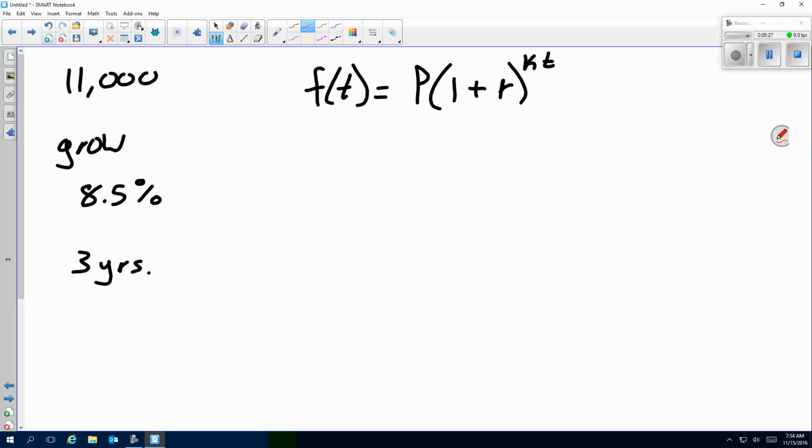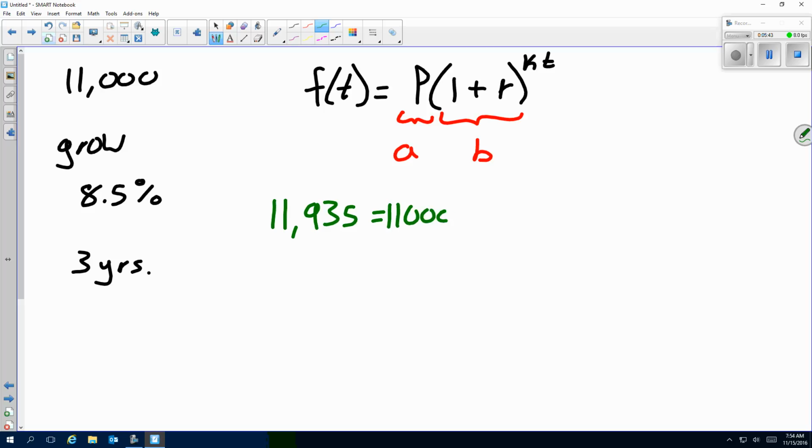Again, I haven't really changed anything. This is still that a value. This represents that b value. So it's all the same as my original equation. And now I know I'm going to get 11,935 is equal to 11,000 times, instead of 0.085, it's going to be 1.085, because we're adding the 1, to the 3 times my k. And we can do the exact same process as we did before, and we will find that k is going to be equal to just 1/3. Just 1/3. And that's kind of cool.